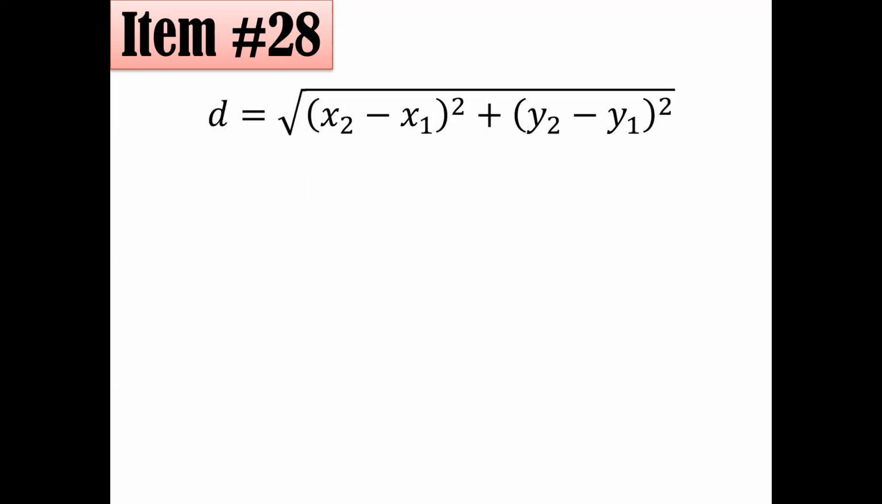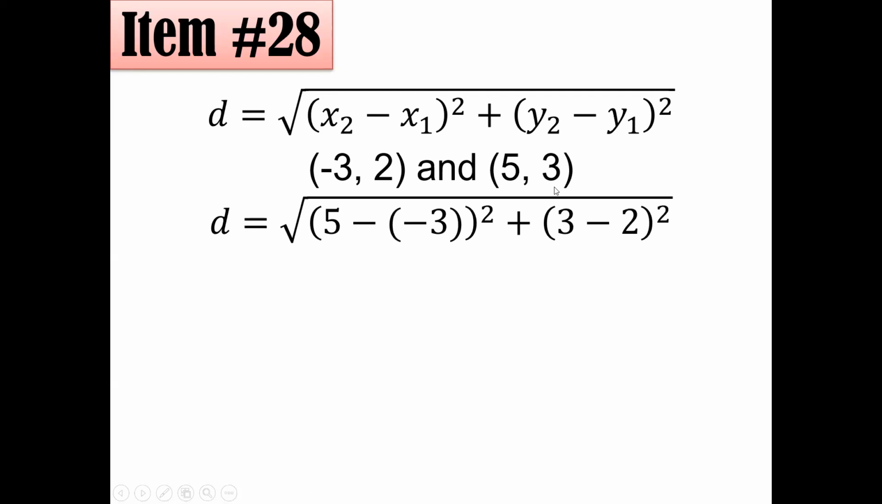Let's see. So, recalling, this is our distance formula between 2 points. If you have 2 points, x sub 1, y sub 1, and another point, x sub 2, y sub 2, this is our distance formula. So with this, if we have -3, 2, and 5, 3, then -3 is x sub 1, 2 is y sub 1. Sorry, 5 is x sub 2, and 3 is y sub 2.